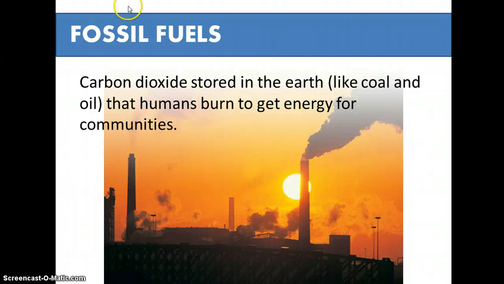And specifically, the carbon that is stored. And when you burn it, it's going to be in the form of carbon dioxide when it's in the atmosphere. So this factory here represents factories that will work to turn those fossil fuels into gasoline and coal and also produce electricity for the community. So this is how fossil fuels are used.